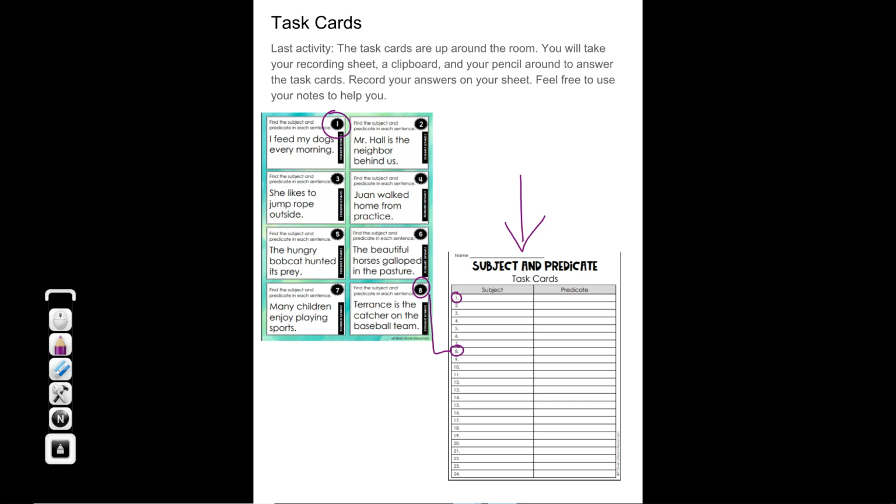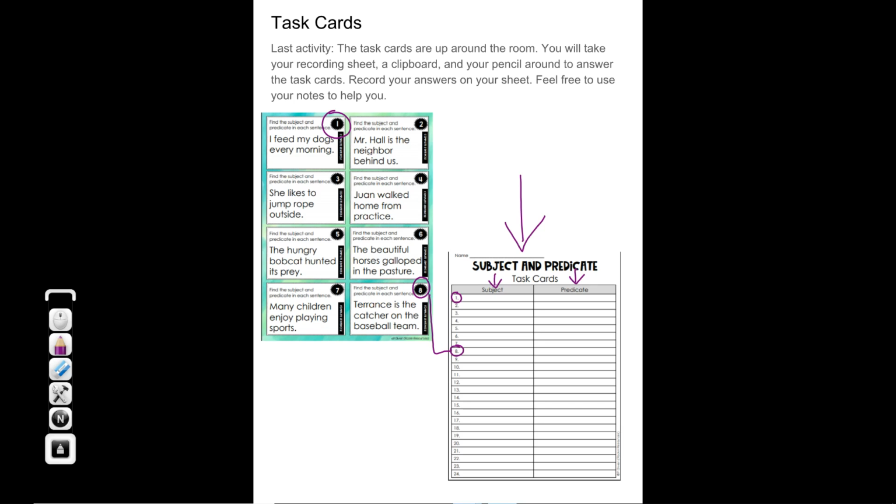For each of these, you're going to read the sentence on the task card. You're going to write the subject in the subject box and the predicate in the predicate box for that task card. You do not need to write the whole sentence. I don't need to know the specifics. I just need to know the subject and the predicate, what the sentence is about or who the sentence is about and what that subject is doing.